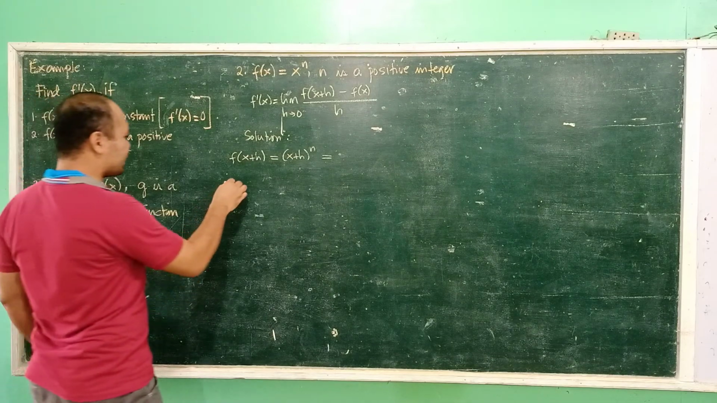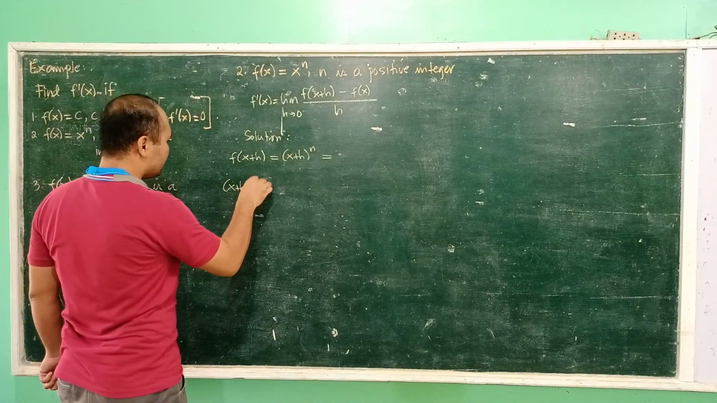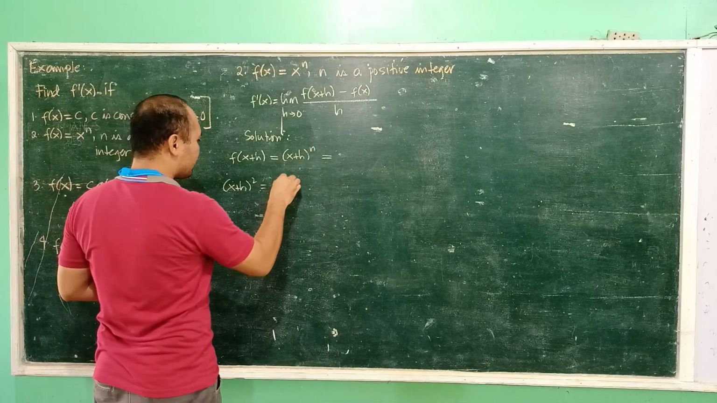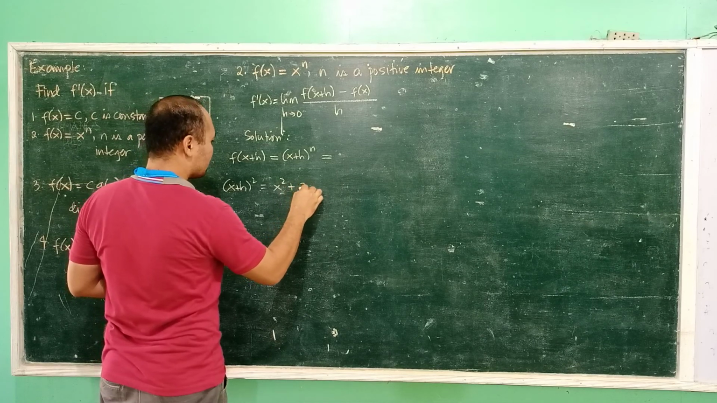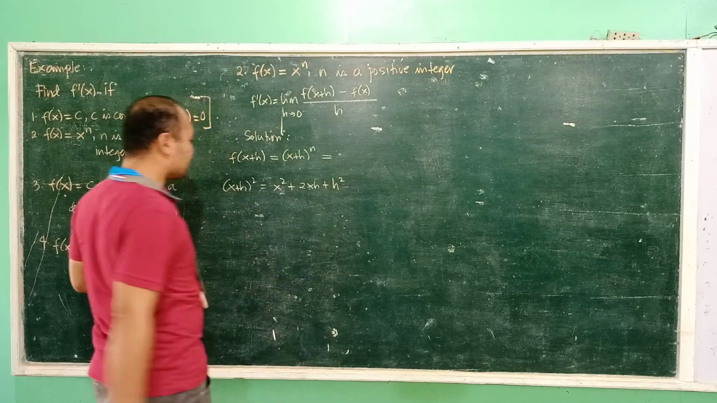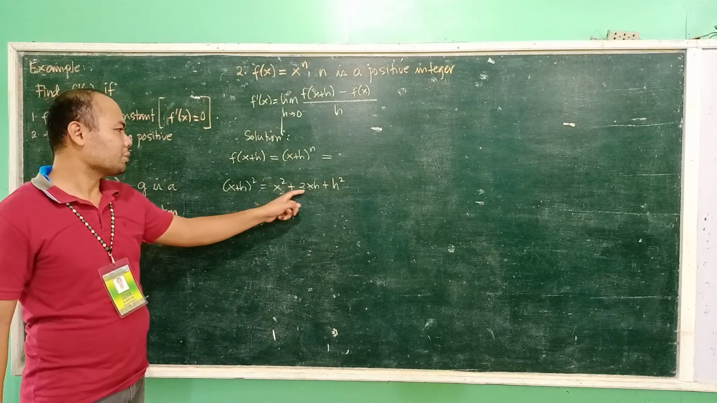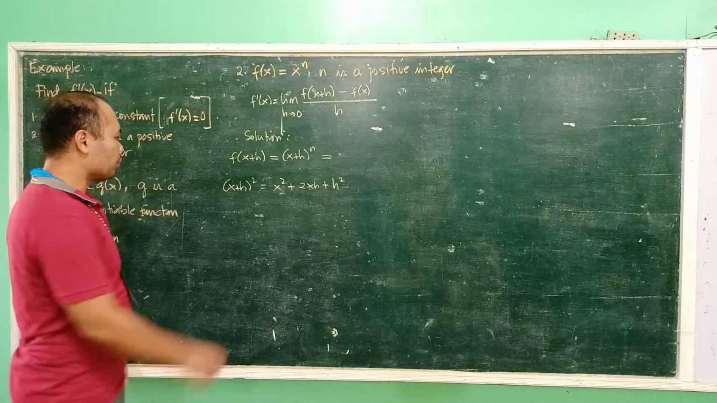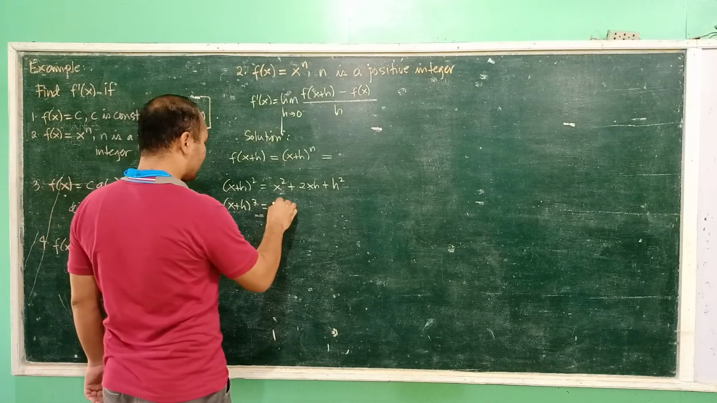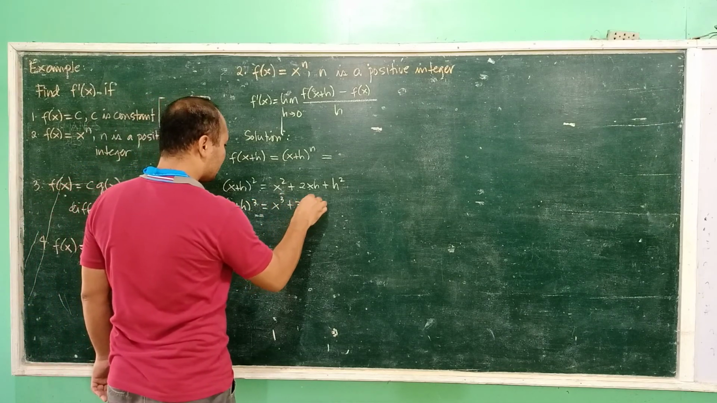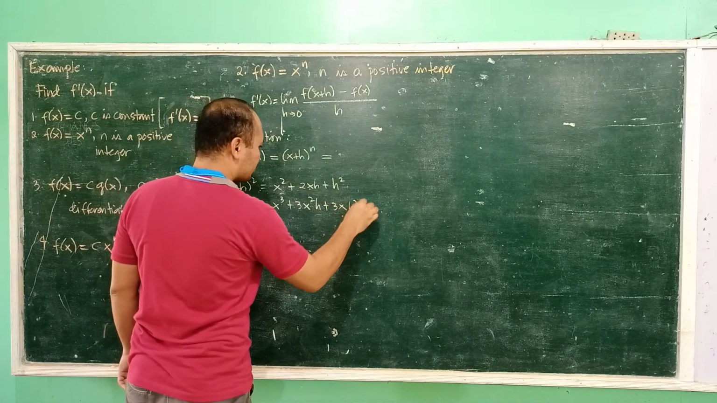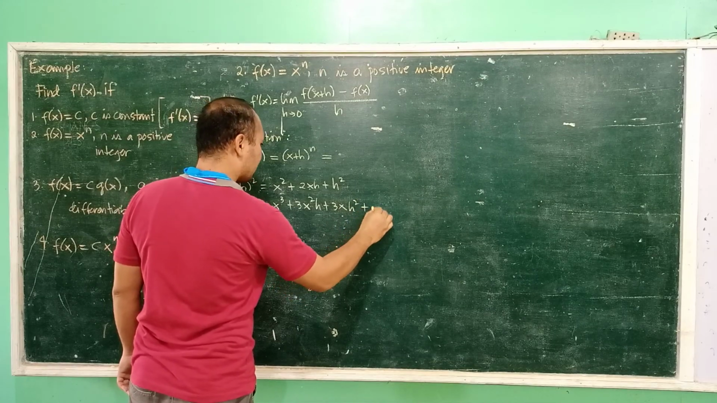Suppose you have x plus h squared. That is simple, where in this case n is 2. So you have x squared plus 2xh plus h squared. Simple. For instance, you have x plus h cubed. You can expand it. You have x cubed plus 3x squared h plus 3x h squared plus h cubed.